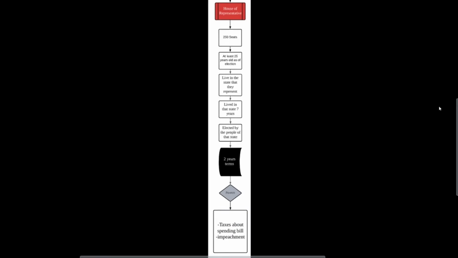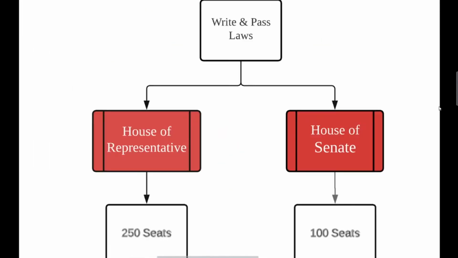Both the House and the Senate can begin the lawmaking process by proposing a bill, but only the House can propose laws that are related to taxes and spending. Both the House and Senate have the power to impeach the President and federal judges through the process of impeachment.